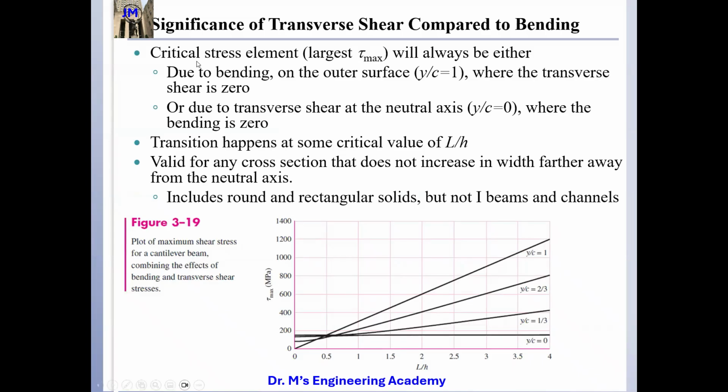For critical stress elements, the largest stress will always be either due to bending on the outer surface or due to transverse shear at the neutral axis, where the bending is zero. The transition happens at some critical point of L divided by H, valid for any cross section that does not increase in width further away from the neutral axis.